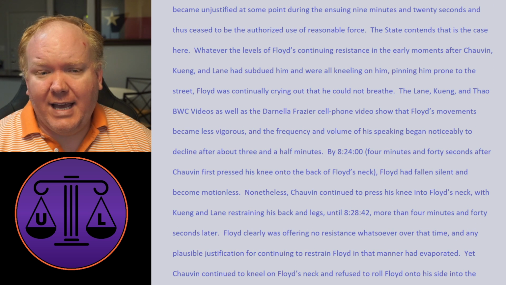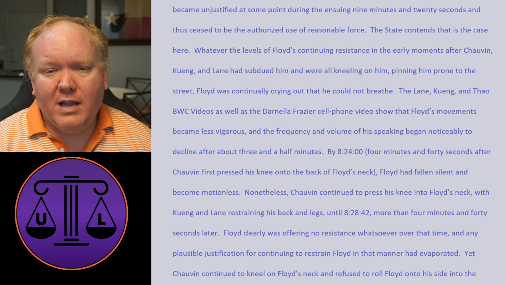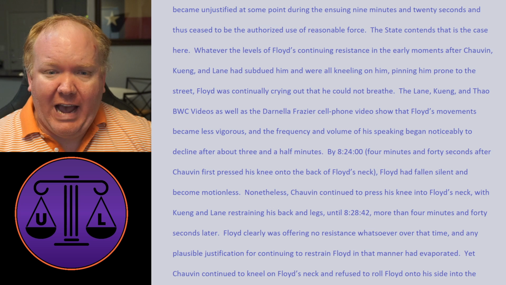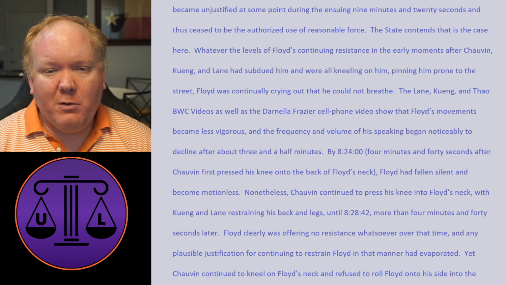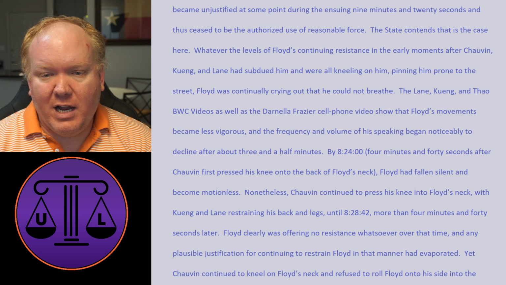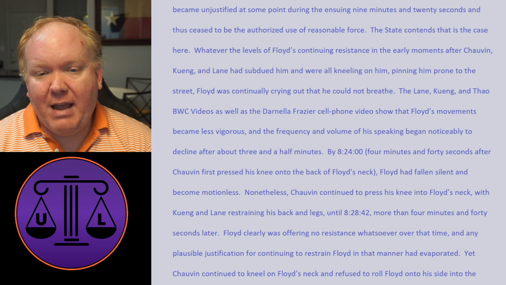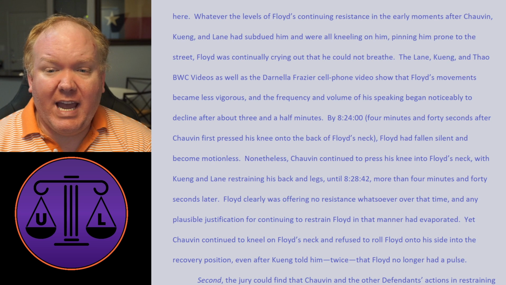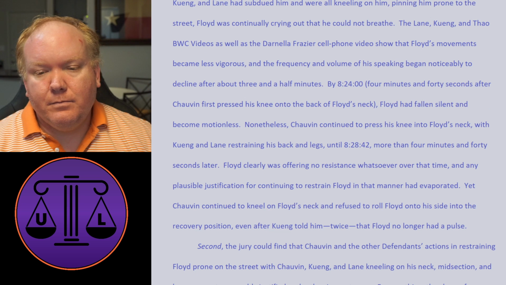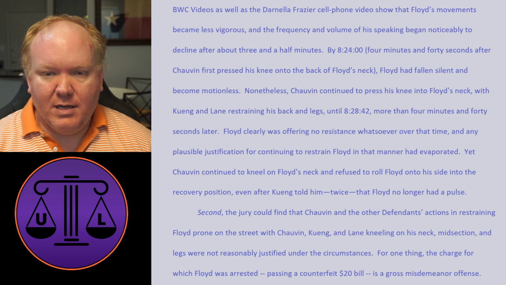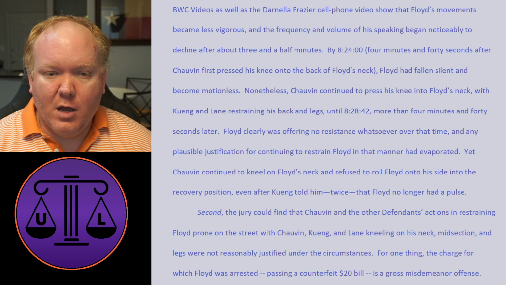The state contends that it is the case here that he exceeded the force at some point. Whatever the levels of his continuing resistance in the early moments after Chauvin, Kueng, and Lane had subdued him and were all kneeling on him, pinning him prone to the street, Floyd was continuing to cry out that he couldn't breathe. The Lane, Kueng, and Thao videos, as well as Darnell Frazier's cell phone video, show that Floyd's movement became less vigorous and the frequency and volume of his speaking began to noticeably decline after about 3.5 minutes. By 4 minutes and 40 seconds, Floyd had fallen silent and became motionless. Nonetheless, Chauvin continued to press his knee into his neck, with Kueng and Lane restraining his back and legs, until 8 minutes and 30 seconds, more than 4 minutes and 40 seconds later.